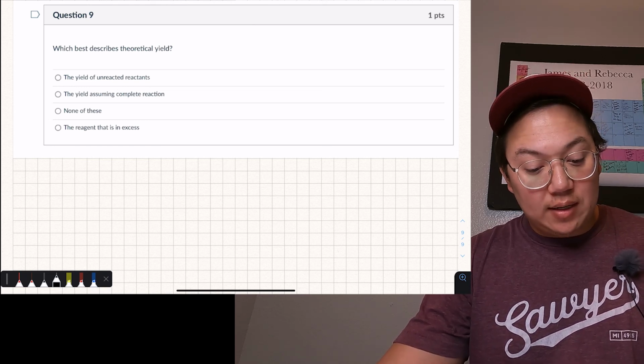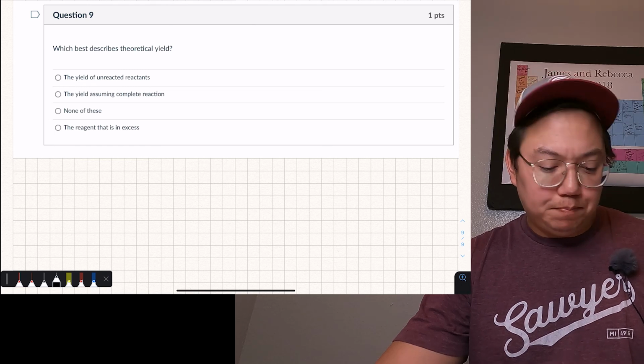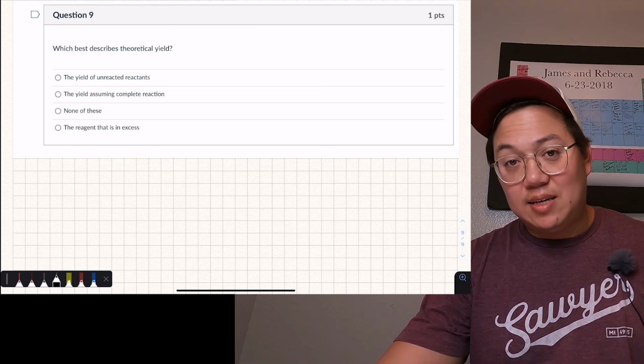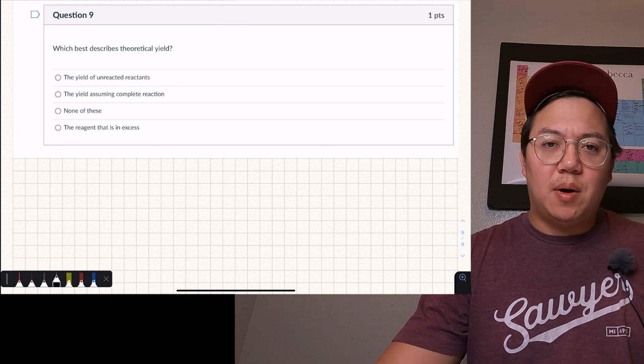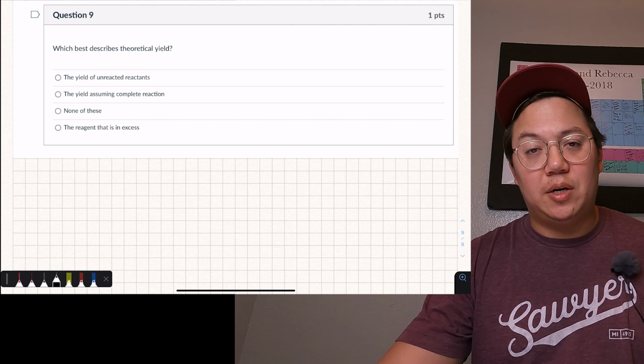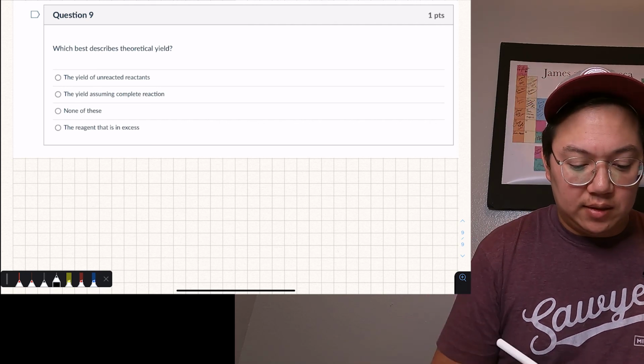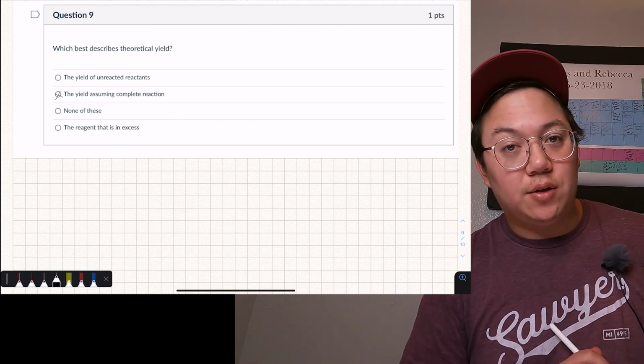The unreacted reactants doesn't have a name. The reagent that is in excess isn't even the limiting reagent, it's the other one, but we're not usually concerned if it's not the limiting reagent, because it's the limiting reagent that tells us what we can and cannot do.